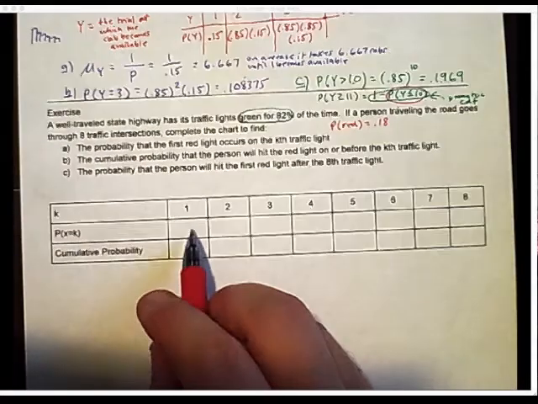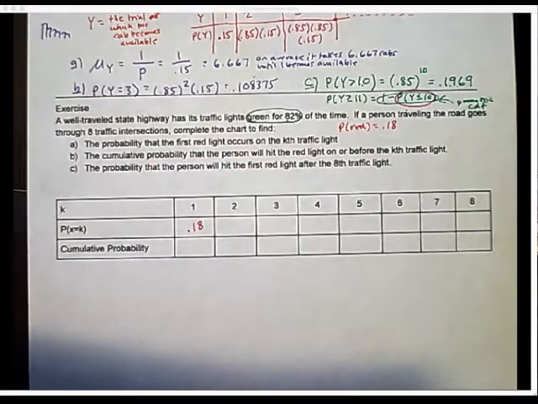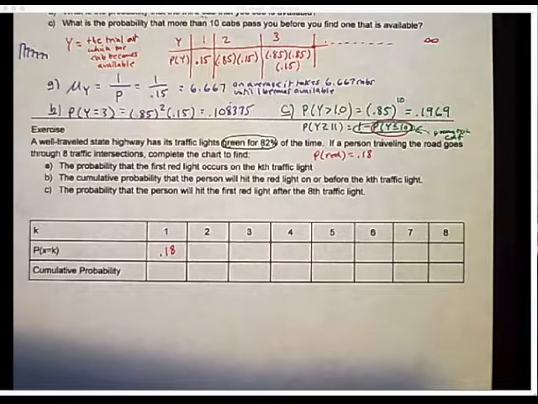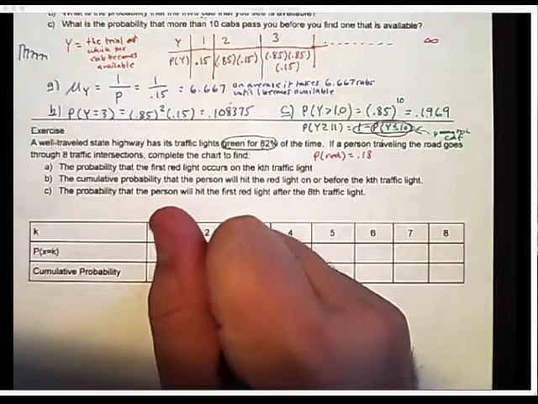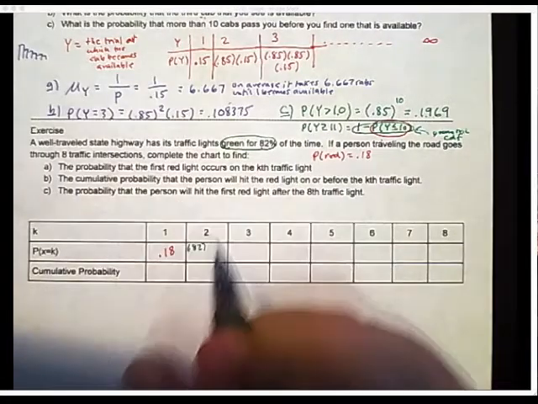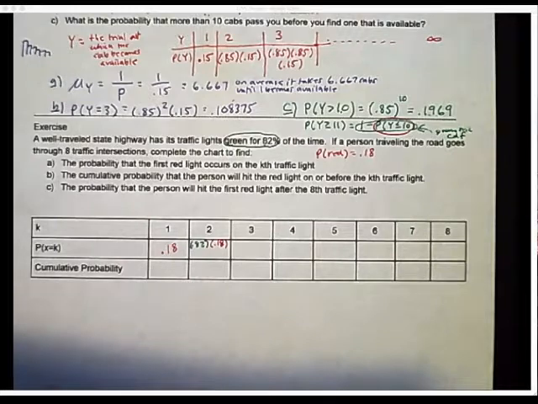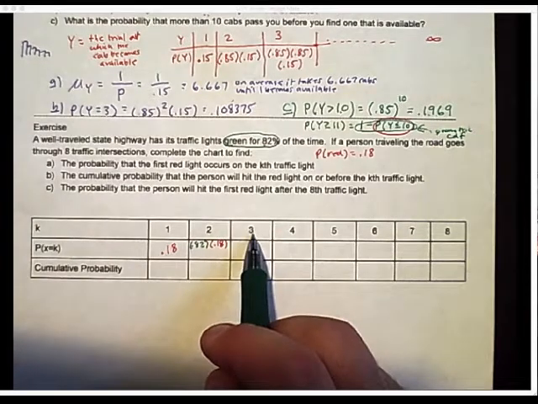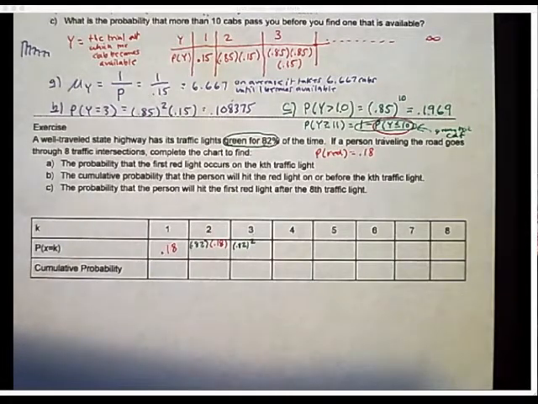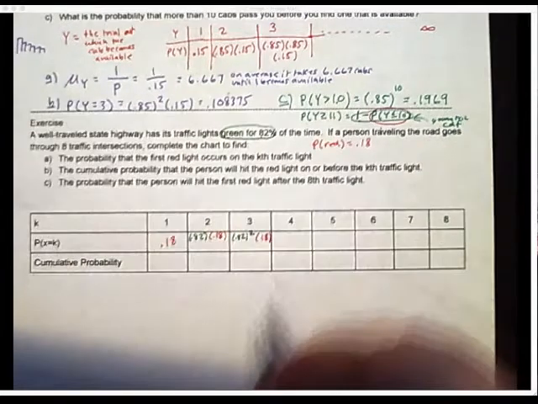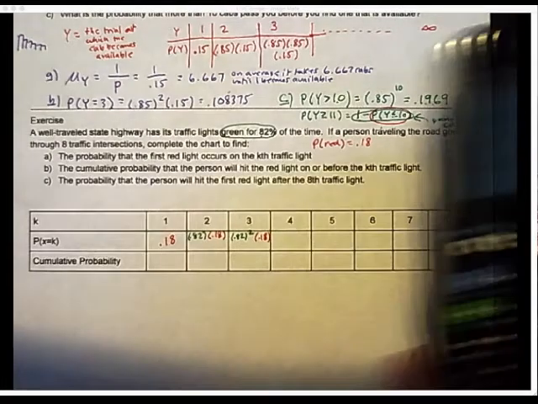So as I come to the first light, what's the probability that that first light is red? Well, it's 0.18. Well, what happens if the second light is the first one that's red? Well, that means that the first light had to be green, and then I have to get a red. So that's 0.82 times 0.18. What about if the first red light happens on the third one? That means I have a green light twice, so I have to raise that to the second power times the 0.18.